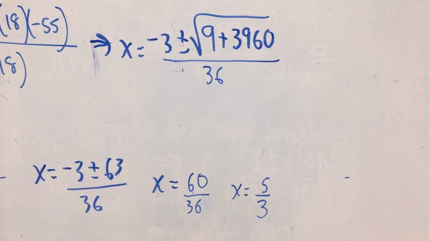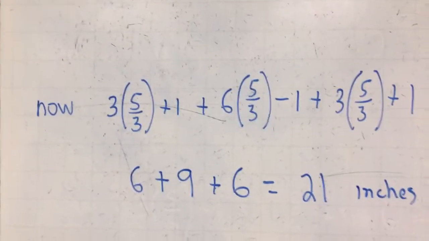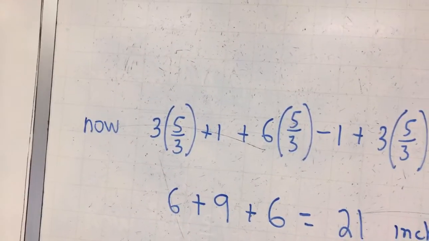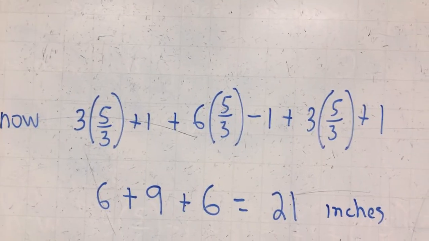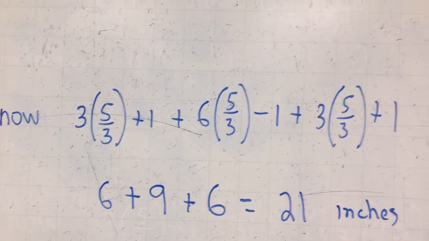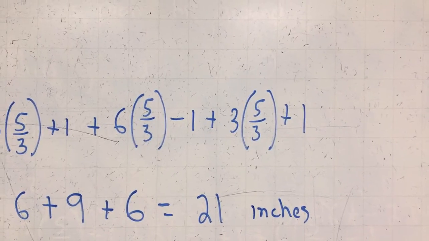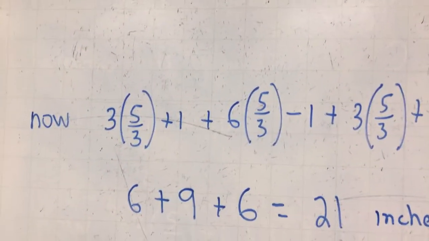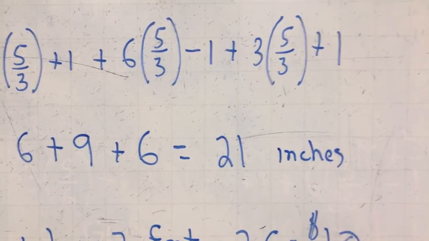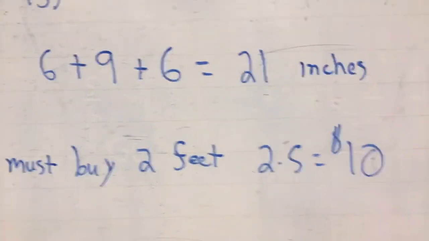Now, what do I do with that 5/3? I plug it in. Okay? 3 times 5/3 plus 1, that's 1 of the widths. 6 times 5/3 minus 1 is the length, and 3 times 5/3 plus 1 is the other width. Okay? Ta-da! 21 inches is what I need. Well, I have to buy 2 feet. At $5 a foot, it's going to cost me $10 to decorate my desk.